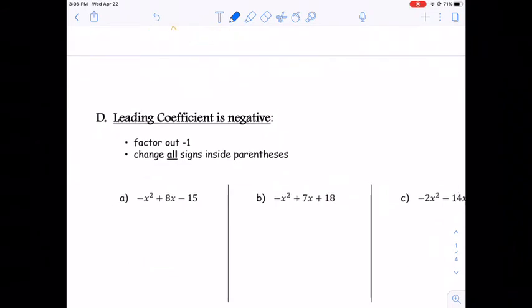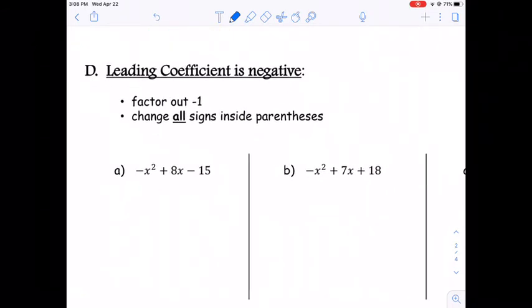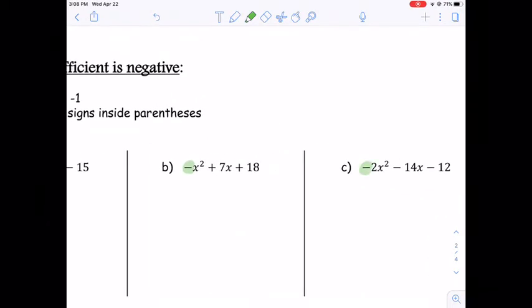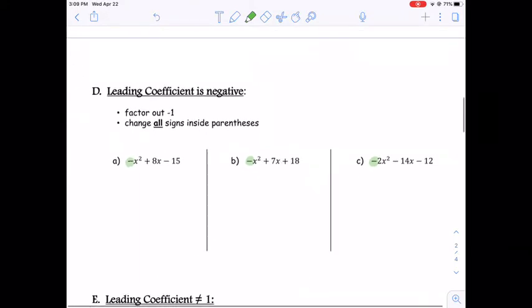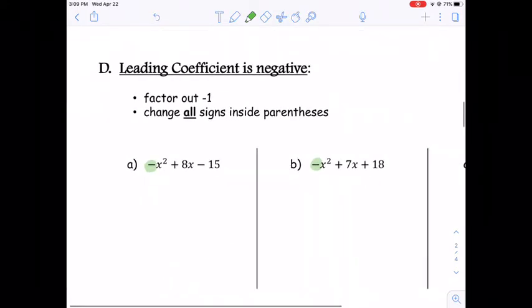The next type of special case we're going to look at is the leading coefficient is negative. So what I'm talking about there is this right here. That had a negative with the x squared. This one has a negative with the x squared. This one has a negative 2 with the x squared. Whenever you have that leading coefficient negative, it's nice to factor out the negative 1 before you try to factor the polynomial. So what we're going to do is we're going to break this down.